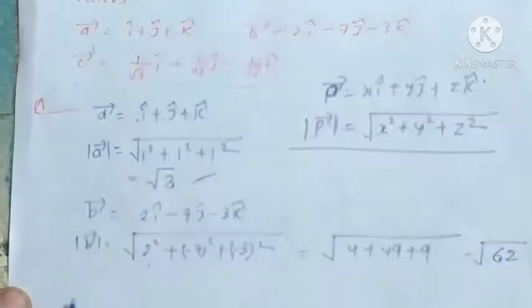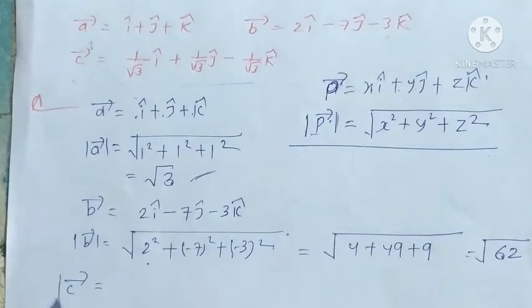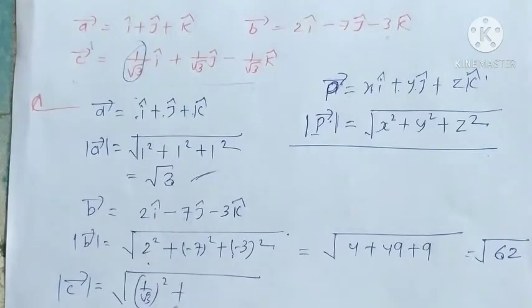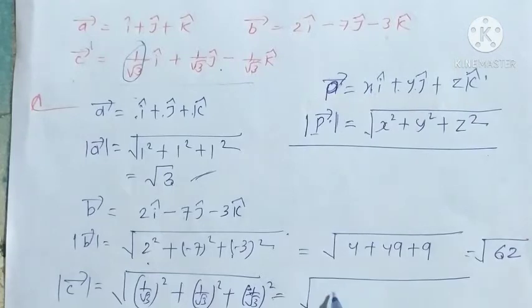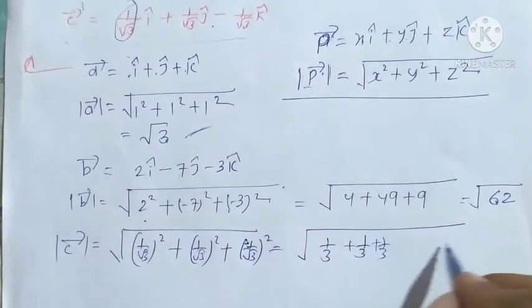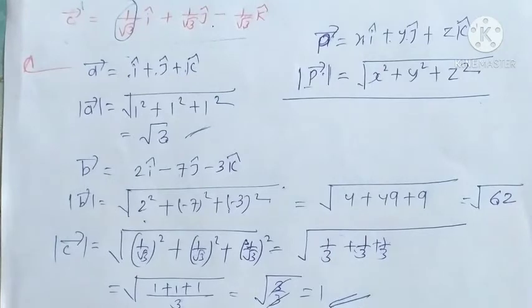And we have a vector c, and now we have to find the magnitude value of this vector c. 1 upon under root 3 whole square, plus minus 1 upon under root 3 whole square, and this is the minus sign here. So 1 upon 3 plus, and so on. Finally we take LCM 3 here: 1 plus 1 plus 1, finally 3 upon 3, cancel, 1. This is the magnitude value of vector c.